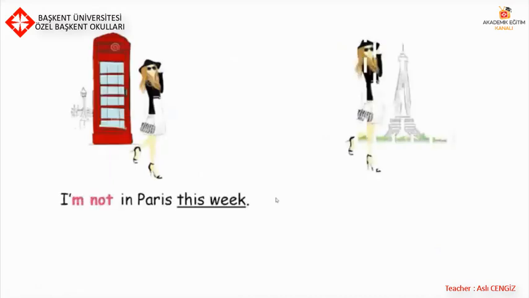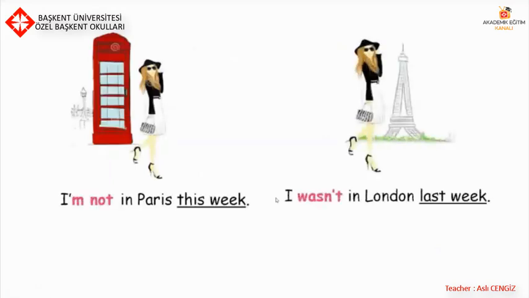I'm not in Paris this week. I wasn't in London last week. This is about the present time, so we used am not here. And it is about the past, so we use was not or wasn't here.